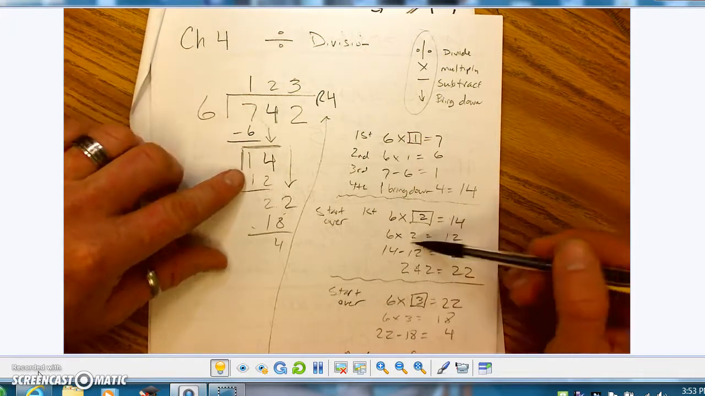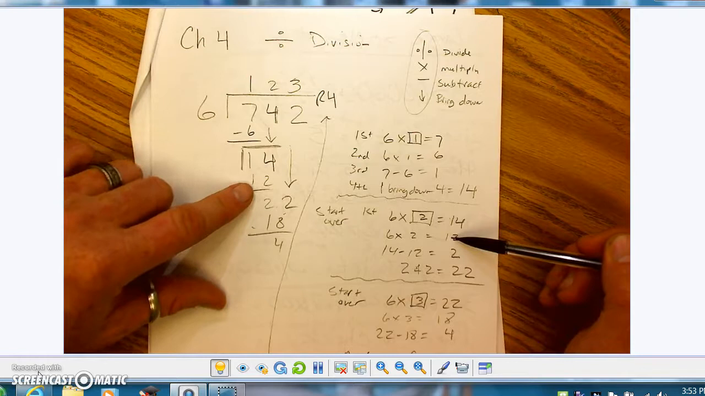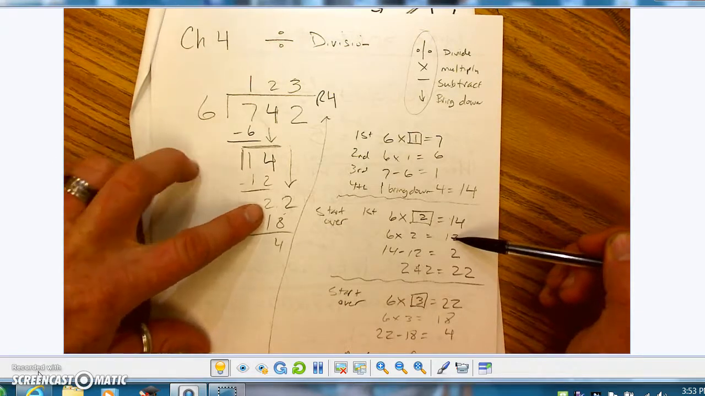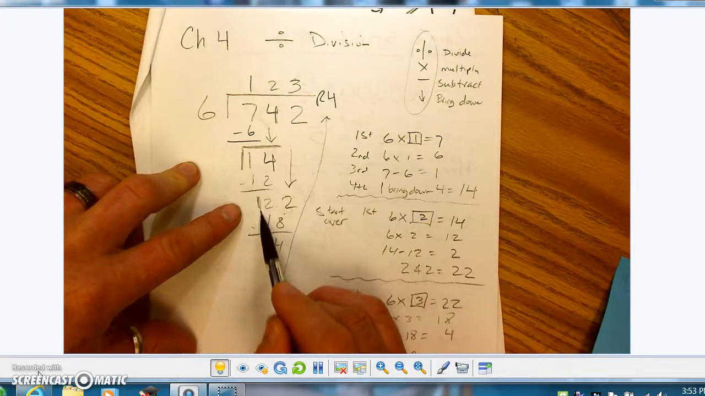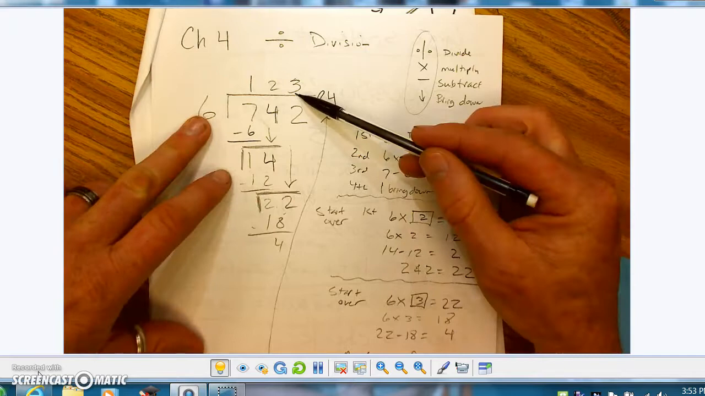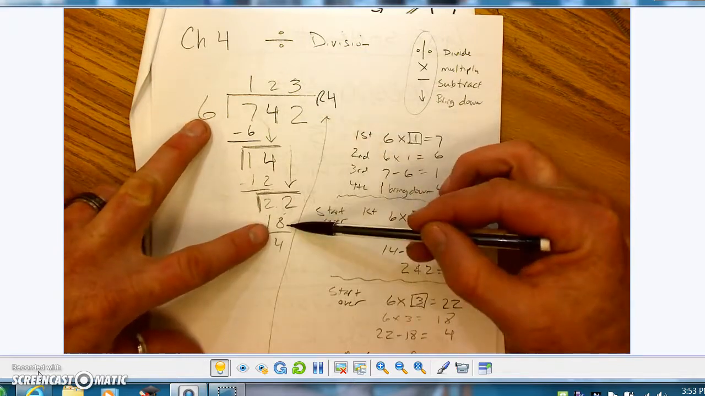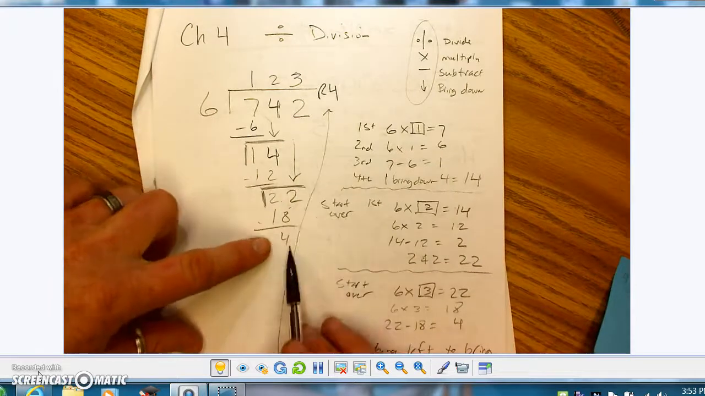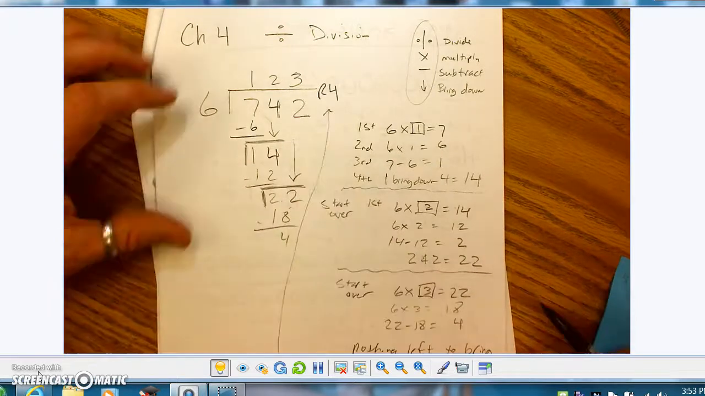And then 6 times 2 is 12. And then you subtract that, and then you bring down that 2 to make it 22, and then you divide again. So another division problem right there. 6 into 22 is 3. That ends up being 18. And then you subtract that. That's a 4. There's nothing left, so it's a remainder 4.